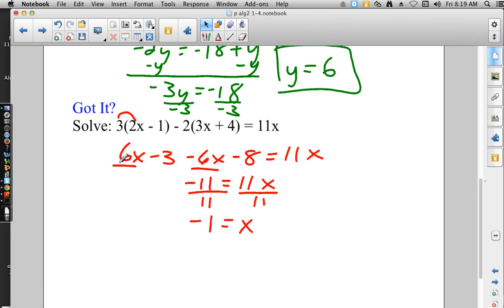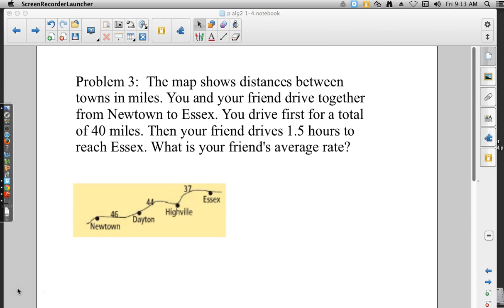So now, word problem. Looking at the clock thinking, well, I hope we're almost done. She can't get this in.